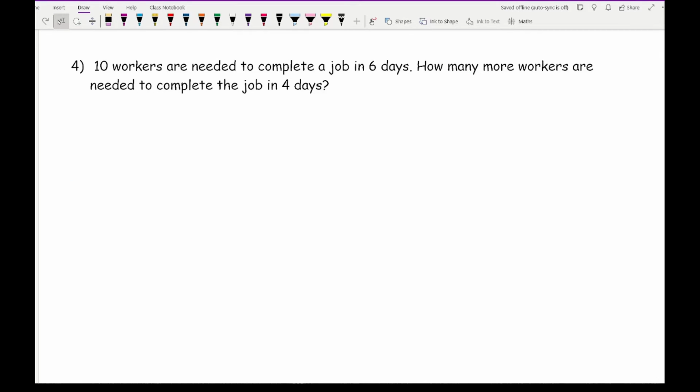Now if you look at question 4, this one is going to be slightly different. Hopefully you can spot where it's going to be different. So if we look at the question, it says 10 workers are needed to complete the job in 6 days. How many more workers are needed to complete the job in 4 days?